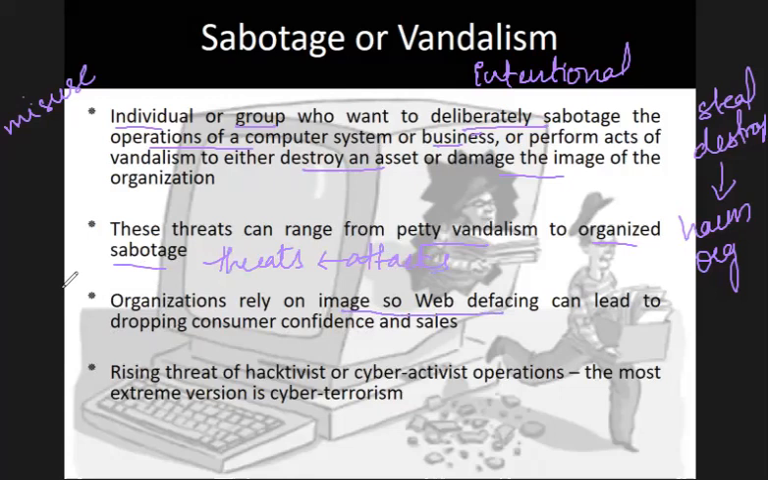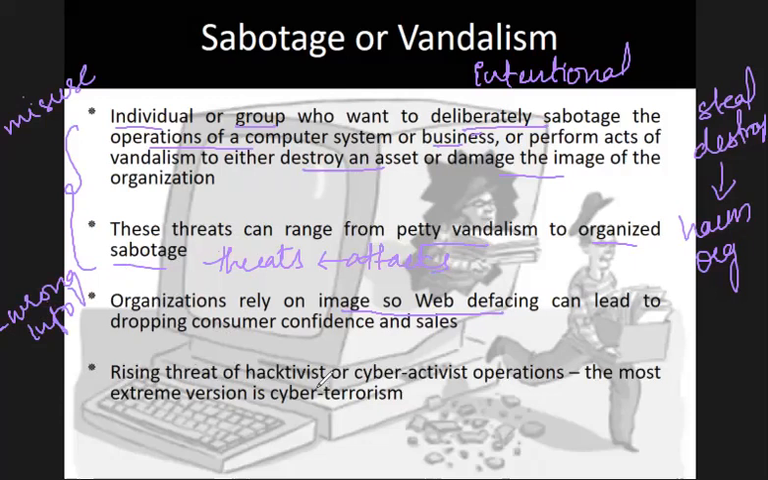Now, sometimes what might happen is that you're not destroying the data or stealing any information, but what you're doing is you're just discrediting them, or you're just posting some wrong information about them on the internet. So it just becomes viral, and based upon this wrong information, many organizations might lose their customers. So this is also one type of sabotage.